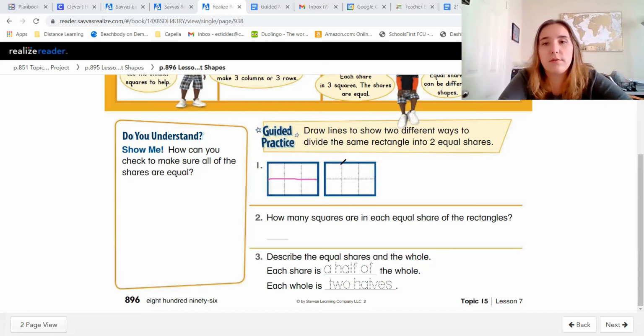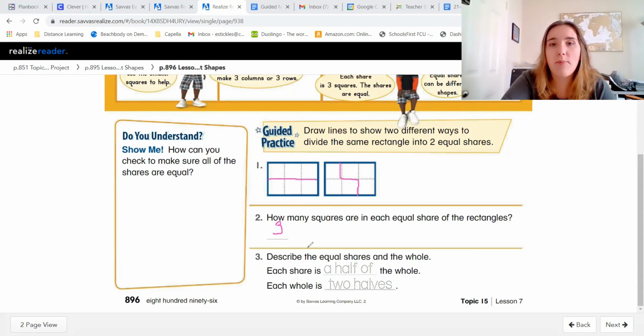So I have to get creative. What if I cut it like this? Does each side still have 3 pieces? Yeah, so I still have 3 squares on each side, which means I made it into 2 equal shares. So they want to know how many squares are in each equal share of the rectangle. How many did we put in each? 3.